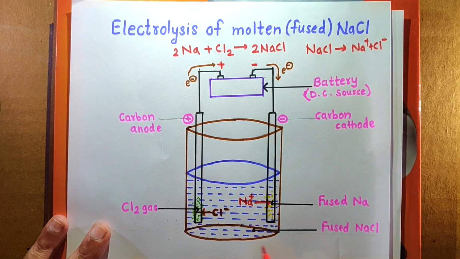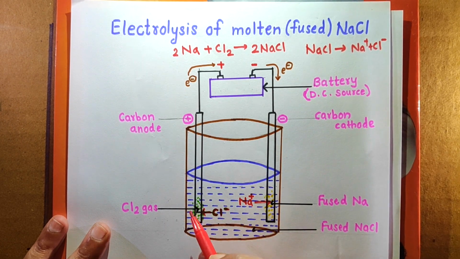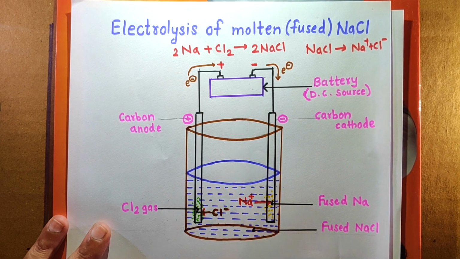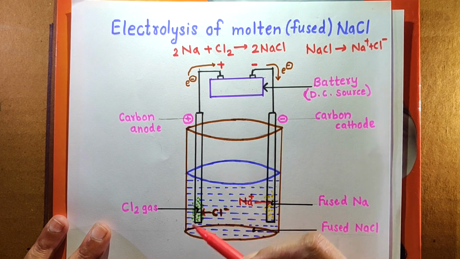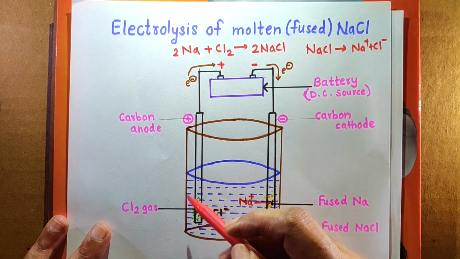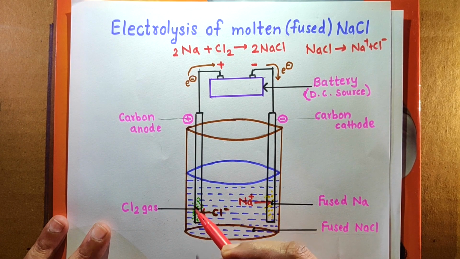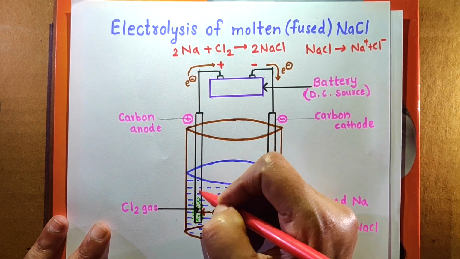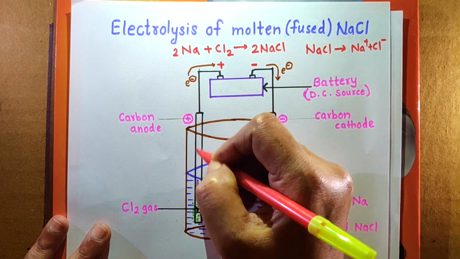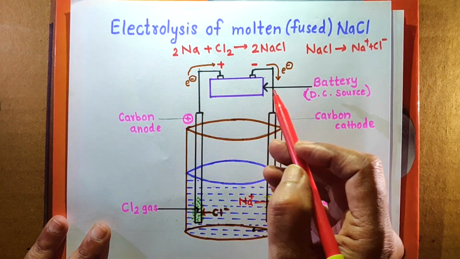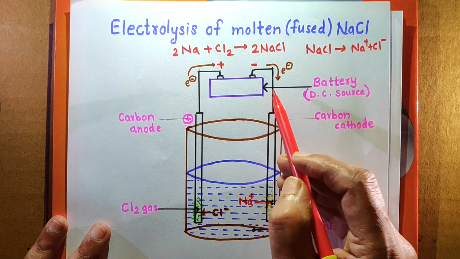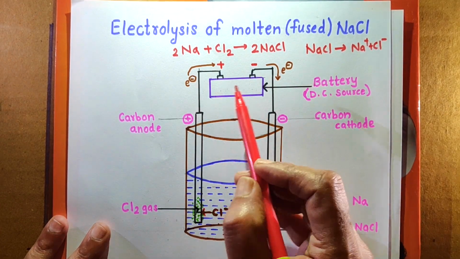Now see here, in this construction we have taken one beaker or one container. In this container we have taken fused NaCl. Fused NaCl contains Na+ and Cl- ions. Two graphite rods are dipped in this fused NaCl. One rod is connected to positive terminal of the battery and the second rod is connected to negative terminal of the battery. This is battery.